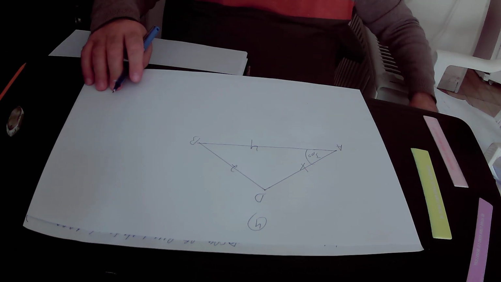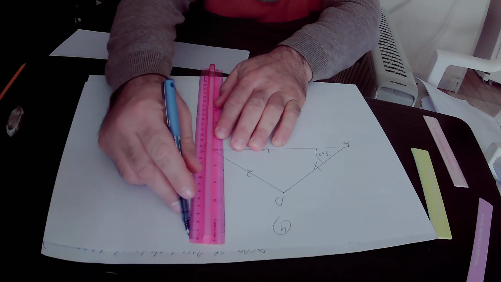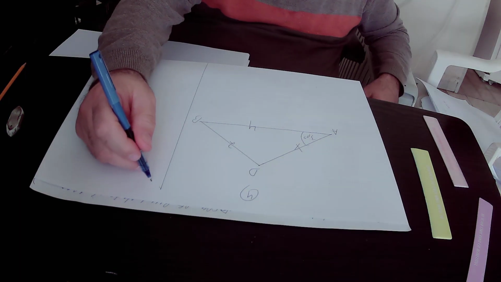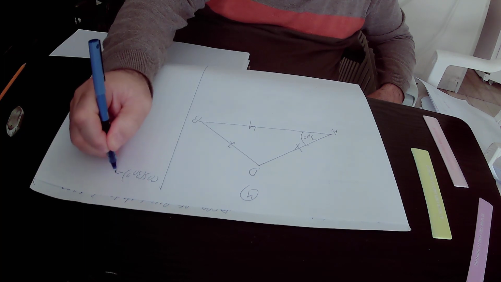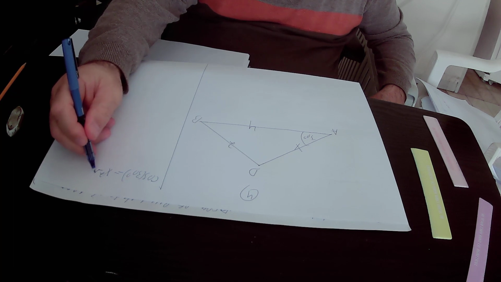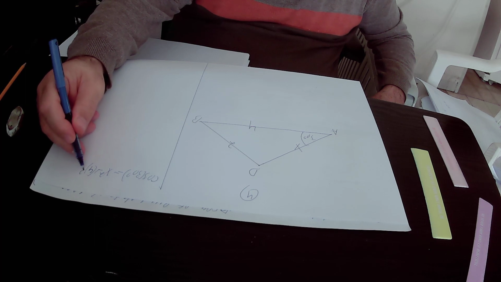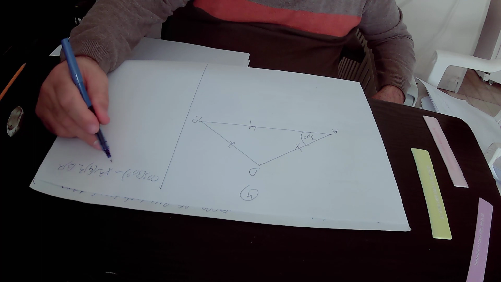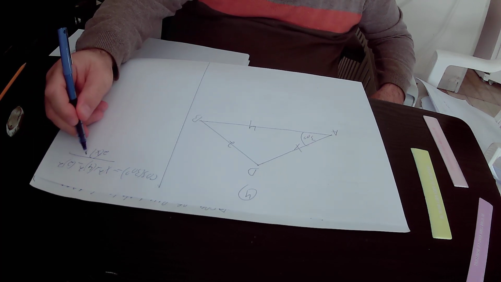According to the law of cosines, we will get that cosine 30 degrees equals x squared plus 4 squared minus 2 squared over 2 times x times 4.